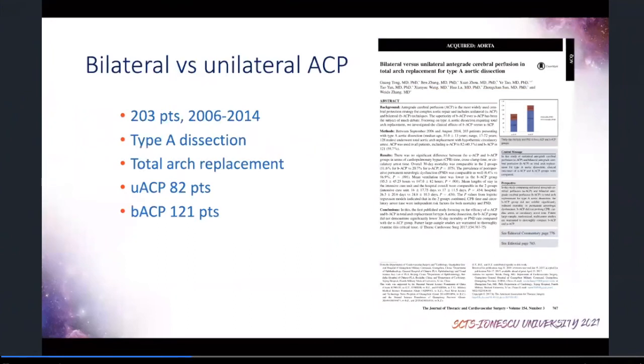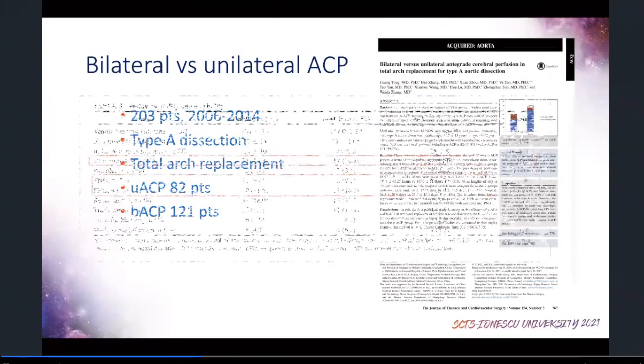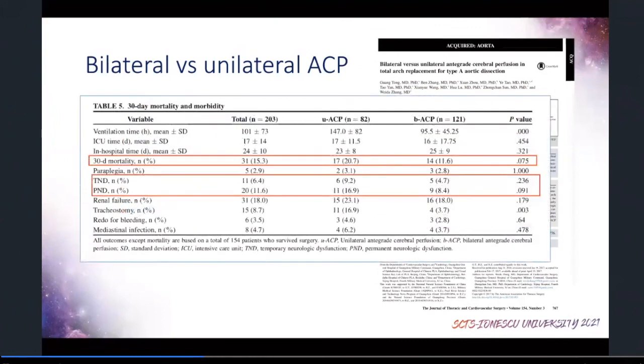So how about unilateral versus bilateral ACP? Well, that was studied in this paper from China, and they looked at 200 patients, which included type A dissection patients and total arch replacement patients. About 40% had unilateral ACP and about 60% had bilateral ACP. And in that particular study, the 30-day mortality trended toward being better in the bilateral ACP group, but that did not reach statistical significance.